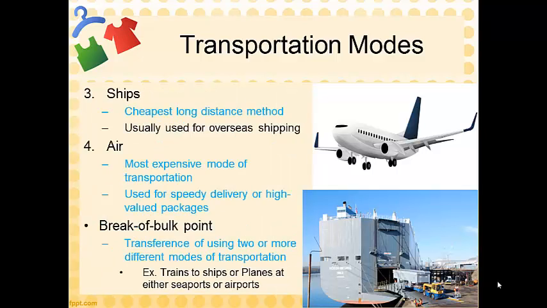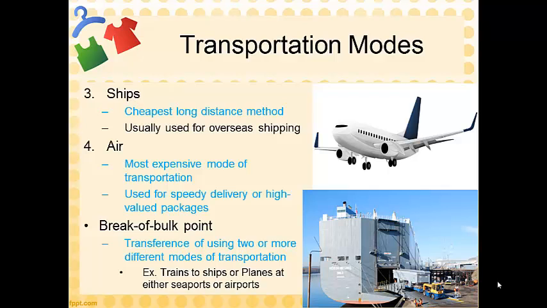Our last two transportation modes, one is a ship. This is the cheapest long distance method. It's usually used for overseas shipping. Yes, sometimes companies transport goods, let's say down a river via shipping line? Absolutely, but for the most part, it's overseas shipping. And last transportation mode is air. This is by far the most expensive mode of transportation and is thus used for speedy deliveries or high value packages.